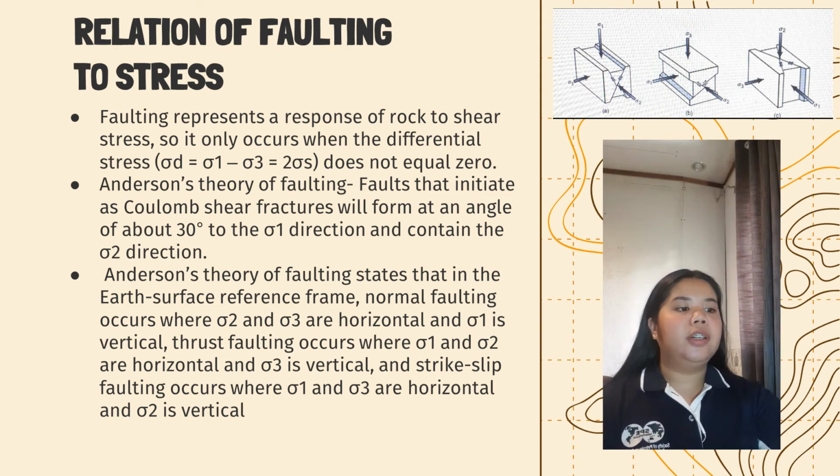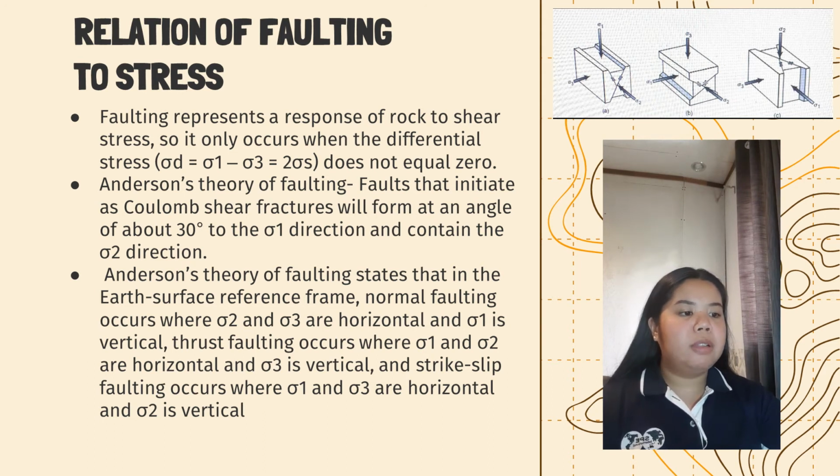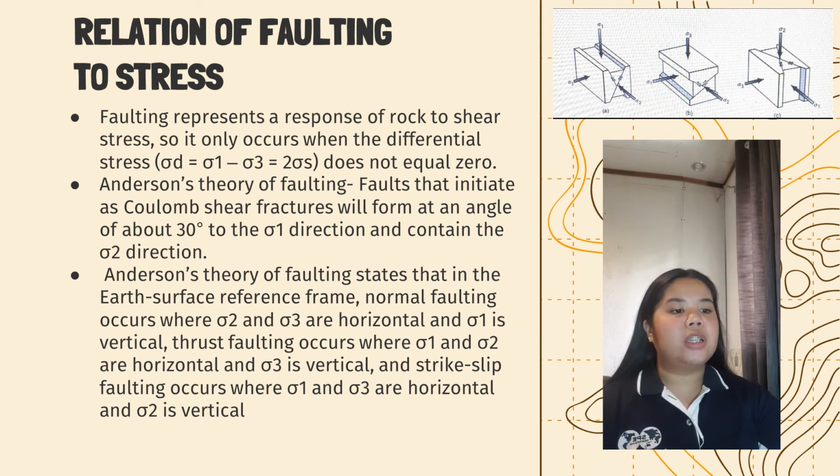Anderson's theory of faulting states that in the Earth's surface reference frame, normal faulting occurs where sigma 2 and sigma 3 are horizontal and sigma 1 is vertical. Thrust faulting occurs where sigma 1 and sigma 2 are horizontal and sigma 3 is vertical. And strike-slip faulting occurs where sigma 1 and sigma 3 are horizontal and sigma 2 is vertical.